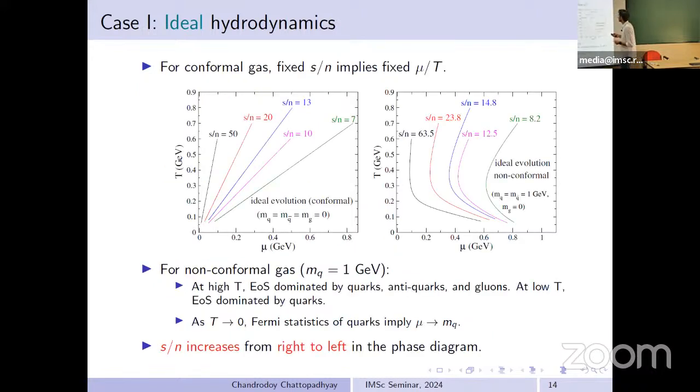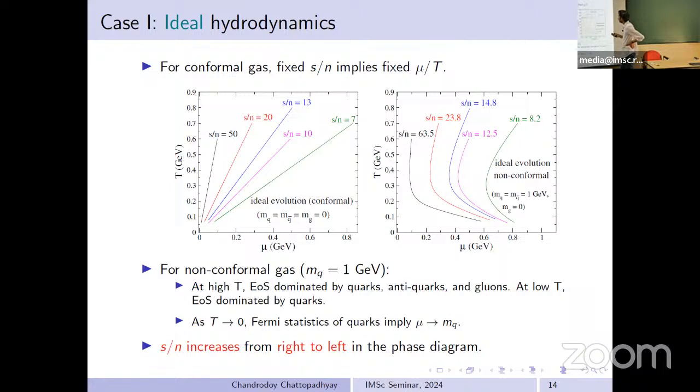Here I just plot some lines of fixed entropy per baryon in the T versus mu plane. On the left, I take a system where quarks and antiquarks and everything is massless. And here I introduce a mass for the quarks. I'll come to what the goal of all this is, what I'm trying to get at.